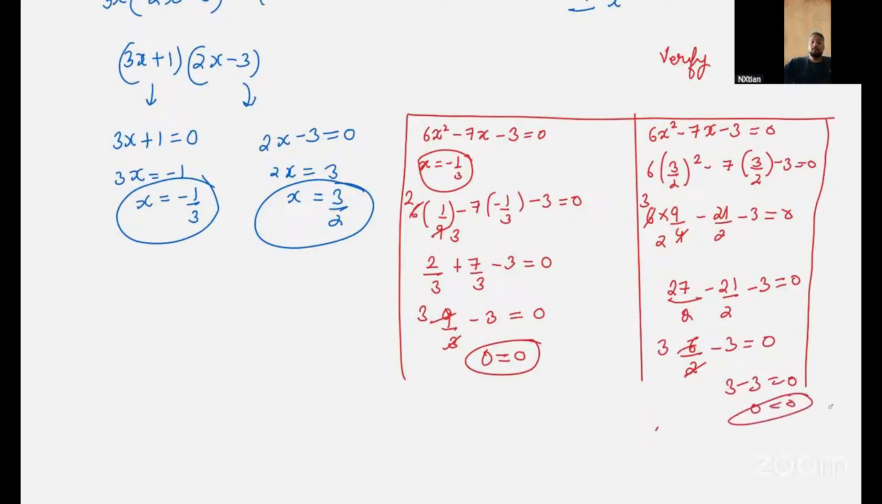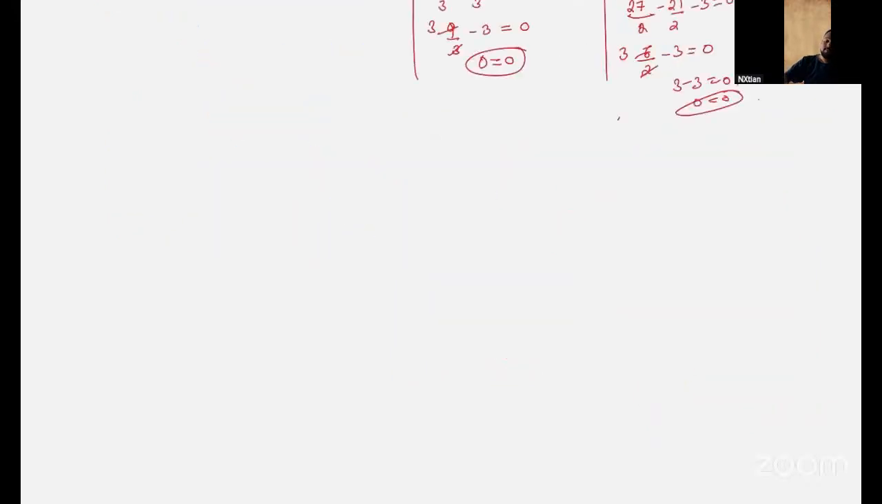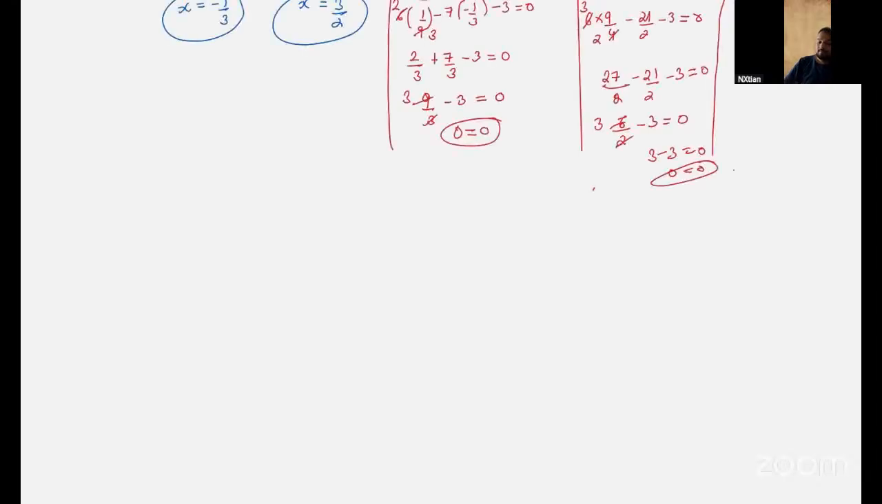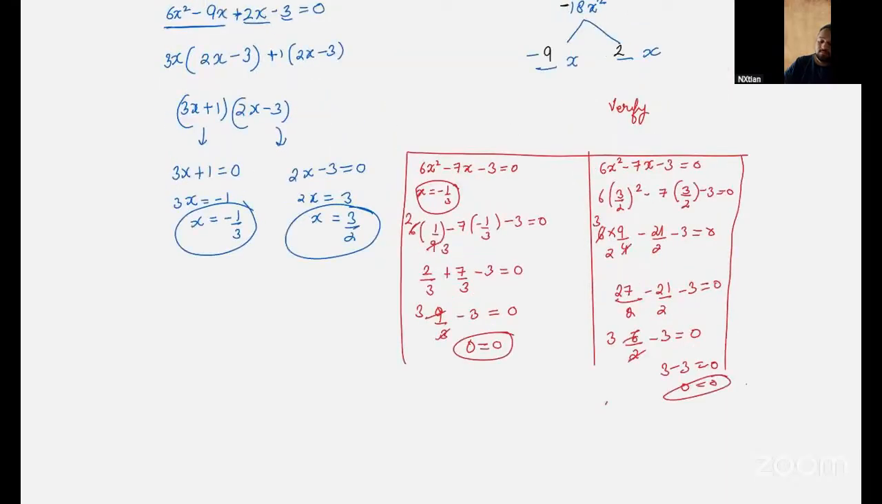Yeah, I got the verification. How did you get 6 into 1 upon 9 in the first part? Here it is minus 1 upon 3 squared, no? This will be squared. Oh, okay. So it will become 1 upon 9.